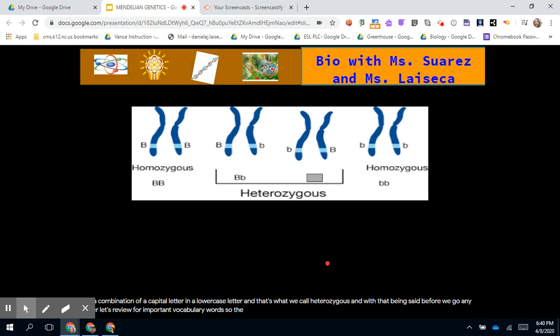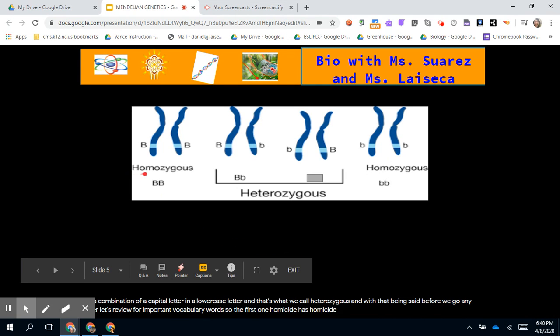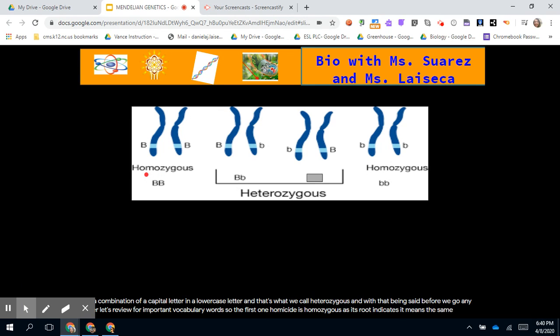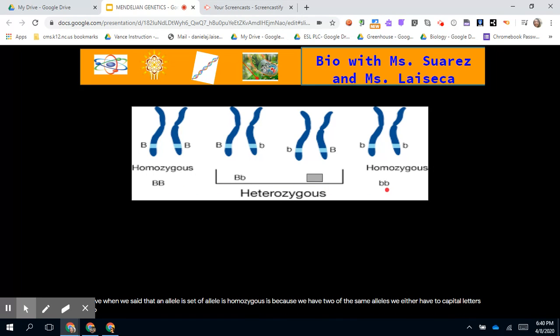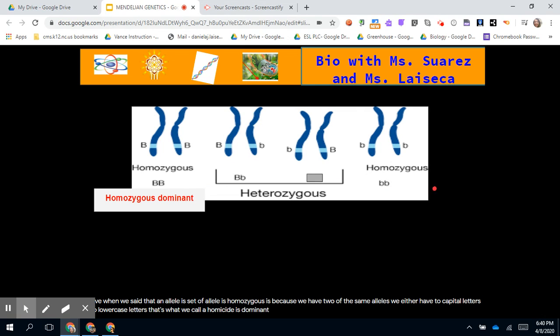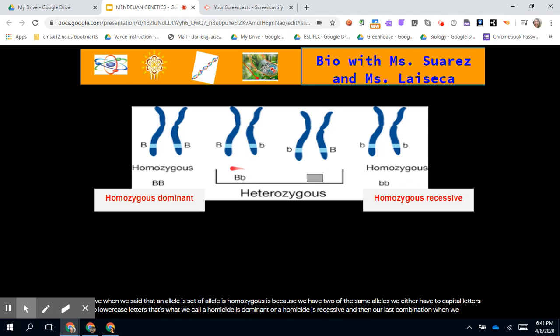So, the first one, homozygous. Homozygous, as its root indicates, means the same. When we say that a set of alleles is homozygous, it is because we have two of the same alleles. We either have two capital letters or two lowercase letters. That's what we call a homozygous dominant or a homozygous recessive. And then our last combination, when we have a capital letter and a lowercase letter, we call that heterozygous.